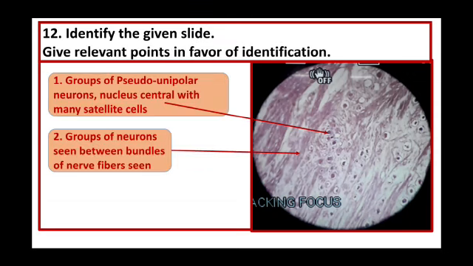Here, groups of pseudo-unipolar neurons are seen. The nucleus within these neurons is central, and it contains many satellite cells. So groups of neurons are seen between the bundles of nerve fibers.